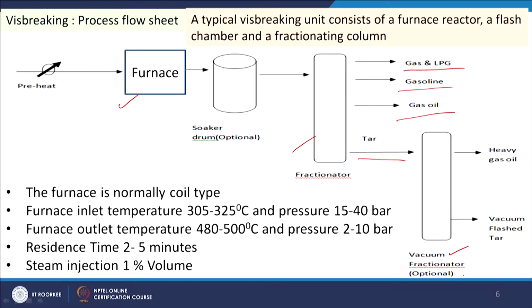and it is another vacuum fractionator. In the vacuum we will create some vacuum and we will get more heavy gas oil in this case, and the rest will be vacuum flash tar, and this will be the feedstock for delayed coking.